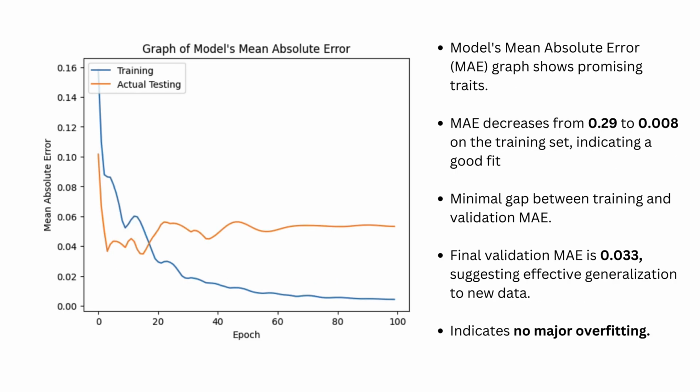Similarly, the model's mean absolute error graph shows promising characteristics. The MAE decreases from 0.29 to 0.008 on the training set, indicating a strong fit to the data. Notably, there is a minor gap between training and validation MAE, with a final value of 0.033. This suggests there is no major overfitting, as the model generalizes effectively to new data.